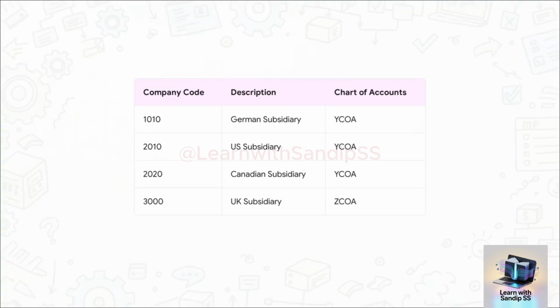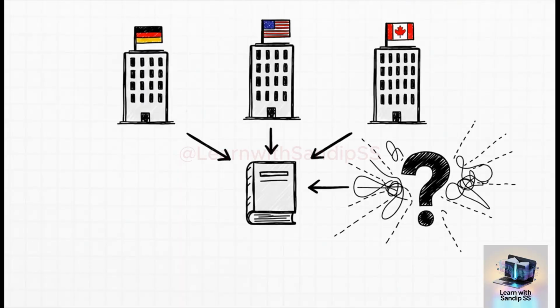We've got a multinational company with 4 subsidiaries, and in SAP, those are our company codes. Now, I want you to notice something really important. 3 of these companies, the German, the US, and the Canadian ones, all share the exact same chart of accounts, YCOA. Only the UK subsidiary is different. And boom, right there, that creates a challenge for us.